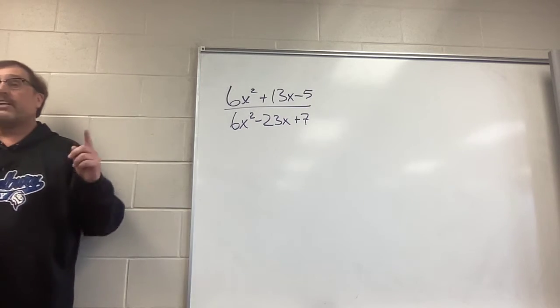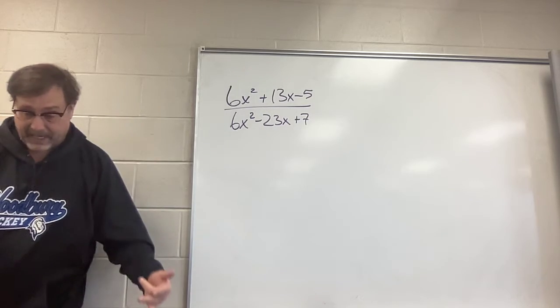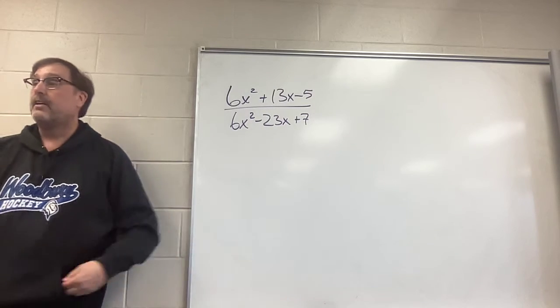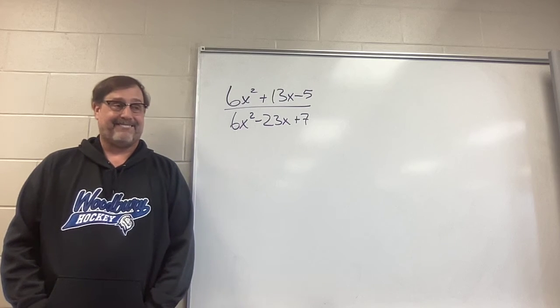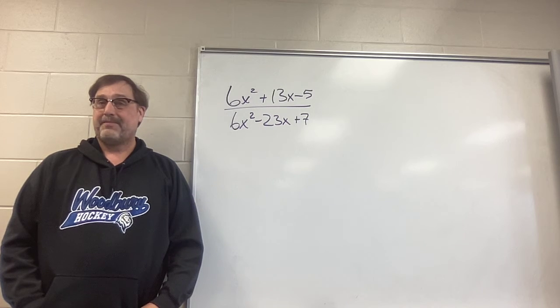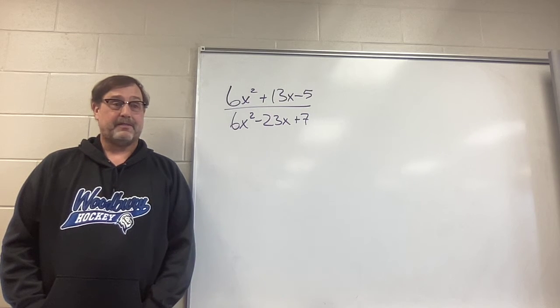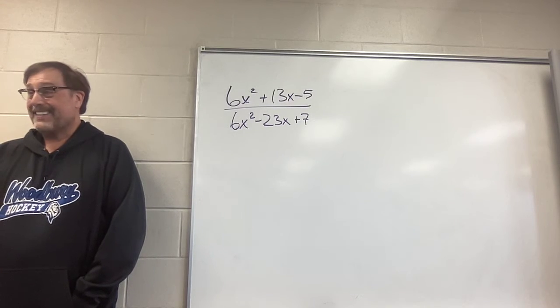So to find where it's undefined, we find where the what is equal to what? The bottom denominator is equal to 0. All right, this is going to be fun. Do you know what we got to do to the bottom? A factor. Ooh, factor.